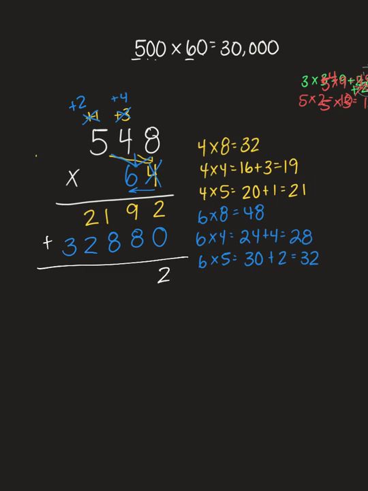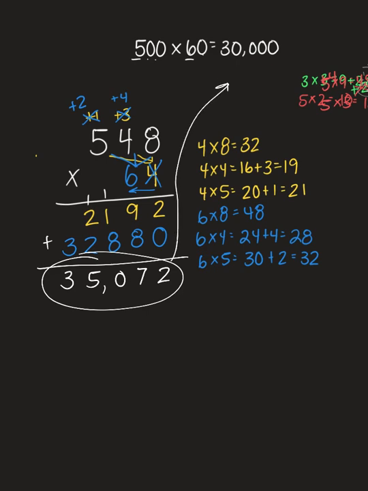2 plus 0, 9 plus 8, 17, we get 10. So we get an answer of 35,072. And you might be thinking, wow, that's pretty far off from our estimate of 30,000. Well, it's in the same ballpark. And because we chopped off 48, like 548, we bumped that all the way down to 500. I knew our answer was going to be a lot bigger than our estimate.